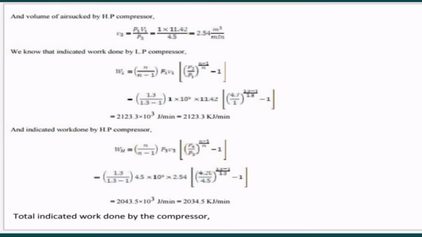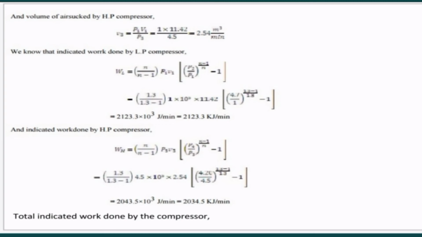And for the volume of air sucked by the high pressure compressor, V3 is equal to P1 V1 all over P3. Substitute the values: 1 times 11.42 over 4.5 is equal to 2.54 cubic meter per minute, the air sucked by the high pressure compressor.